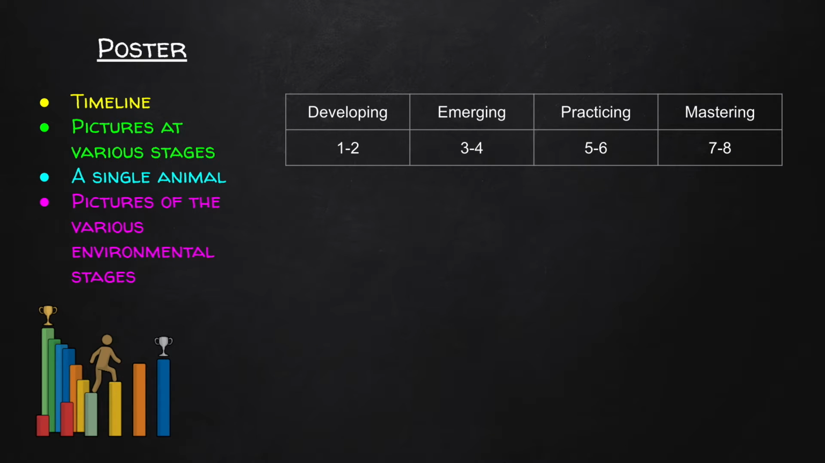In MYP, we use a number scale. 1 or 2 is considered in the developing bracket, 3 or 4 is considered emerging, 5 or 6 considered practicing, and a score of 7 or 8 is considered mastery.